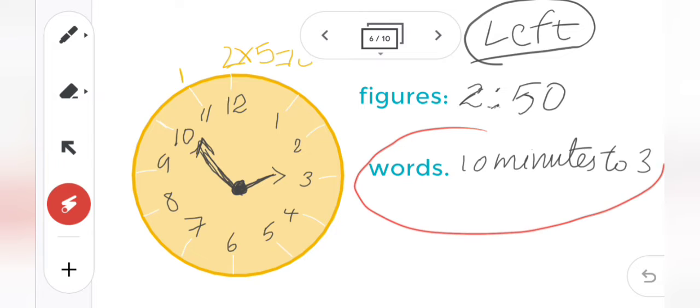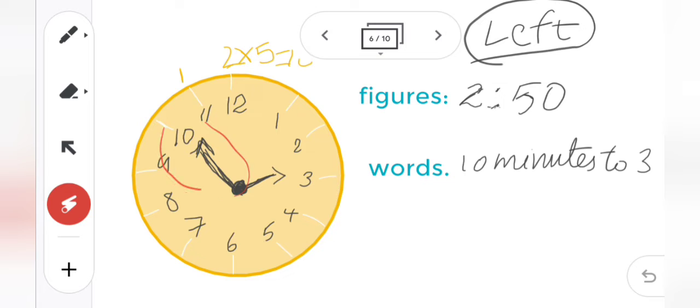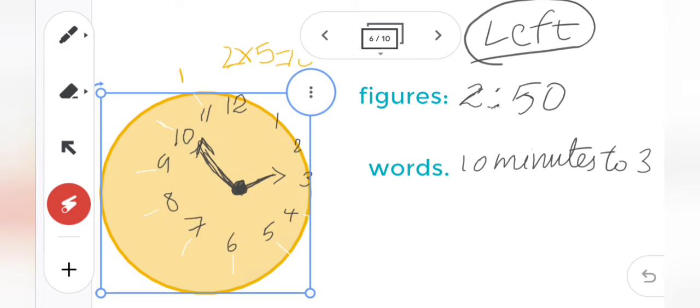But when you write in words, it will change. It will entirely change the minutes and the hour. So here first you have to write the minutes, isn't it? The minute hand is on 10, so it is 50 minutes. But when you write on the left side, you will not write 50 minutes.